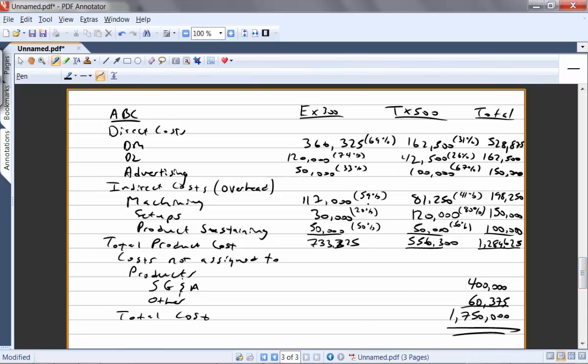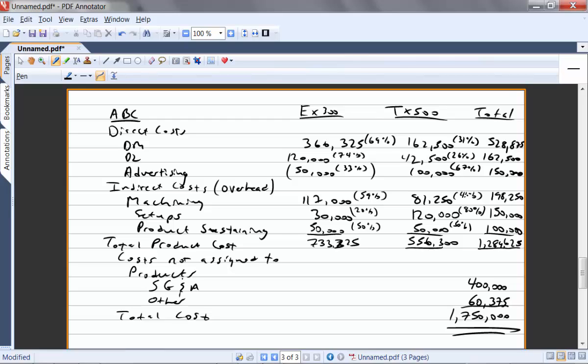For machining, it's not right. Only 59% should go to the E product, not 74%. For the setups, definitely not right. Only 20% of the cost of the setups activity should go to the E product, not 74%, as the absorption costing system implicitly assumes. And under the product sustaining, again, only 50% should go to the E, not 74%. So the traditional system is overcosting the E product. And in the same way, it's undercosting the T product. And that's the source of the difference, along with the advertising here. So there's two sources of the difference in this particular problem.